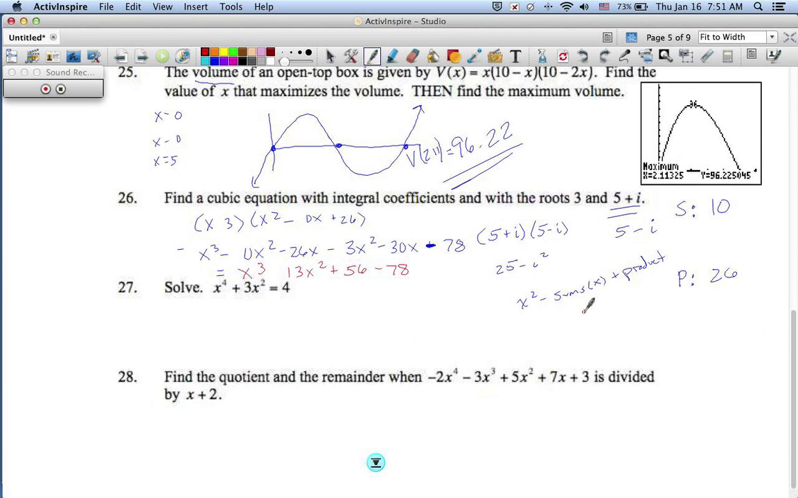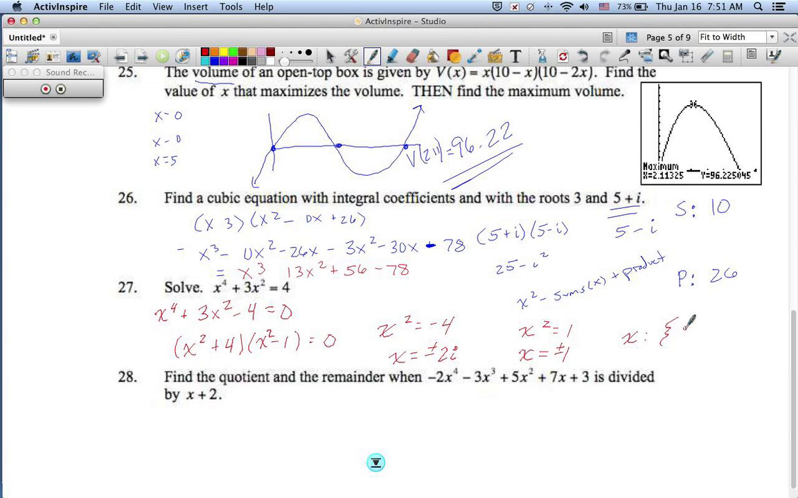27. Solve this guy, so quartic, but notice it's quartic, then it drops to quadratic. I'm going to subtract 4 from both sides, which means it's got quadratic form. So it's x squared plus 4 and x squared minus 1. So solutions from here are imaginary. x squared equals negative 4 gives me x equals plus or minus 2i. And from here, x squared equals 1 gives me x equals plus or minus 1. So 4 solutions, plus and minus 2i, plus and minus 1.